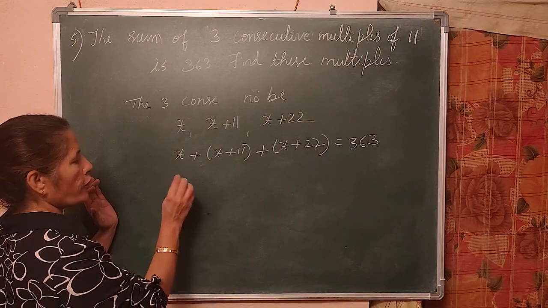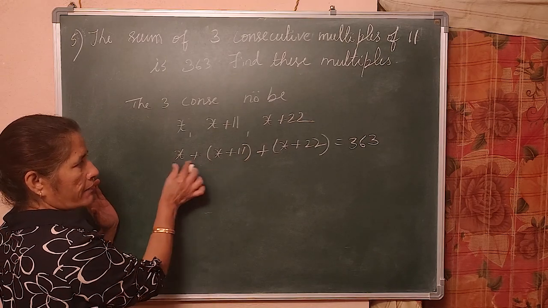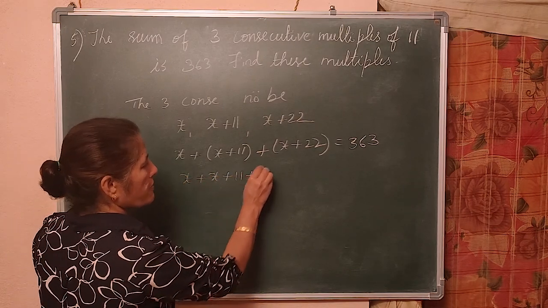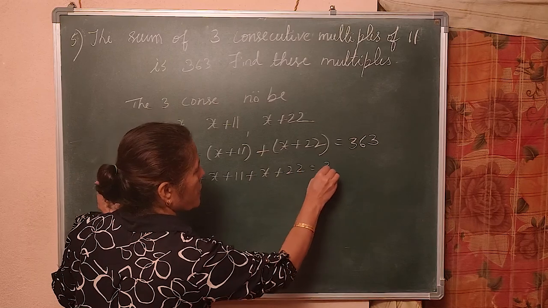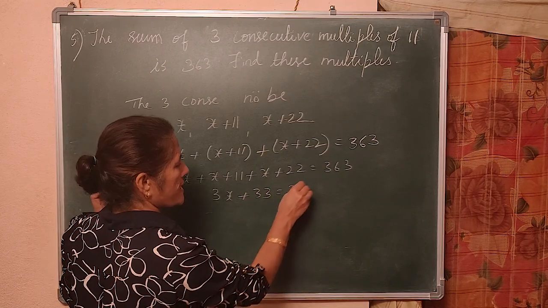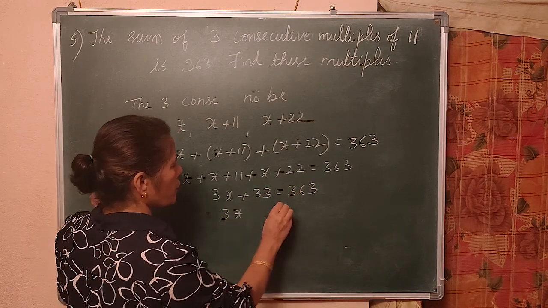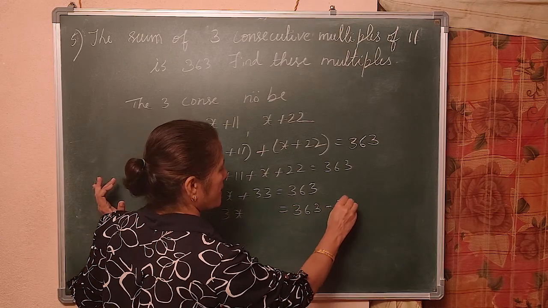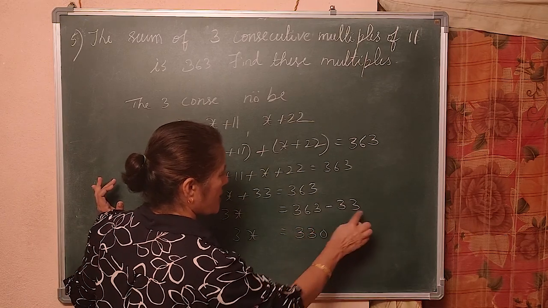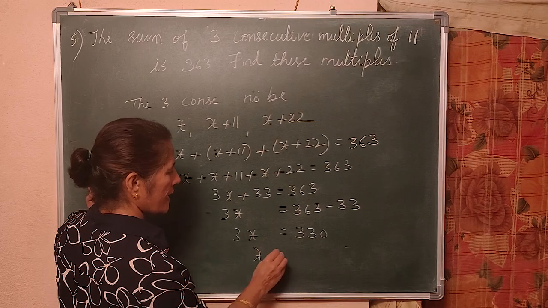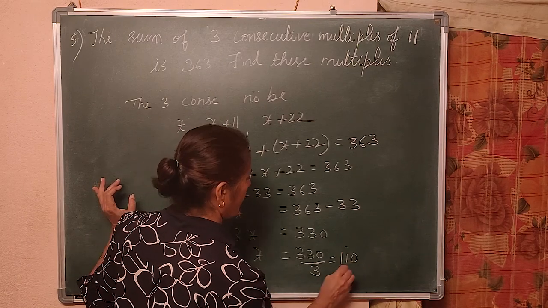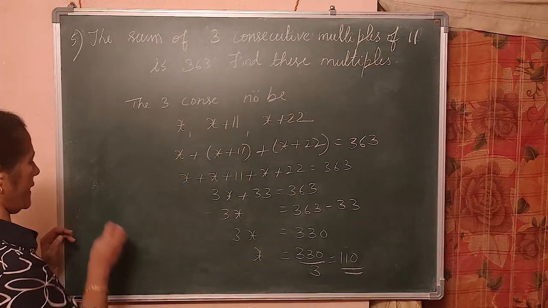So now you take out the bracket. Why did I put the bracket? This is one number, this is one number, this is one number. So x plus x plus 11 plus x plus 22 is equal to 363. 3x plus 33 is equal to 363. 3x is equal to 363 minus 33. So 3x is equal to 330. X is equal to 330 divided by 3. How much? 110.